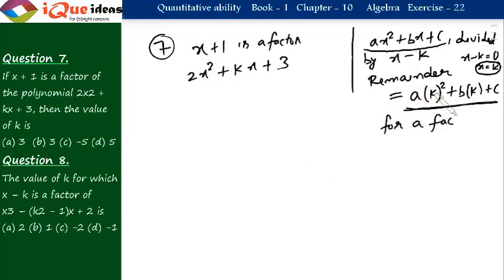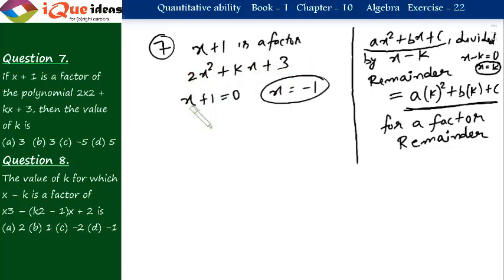For a factor, that remainder should be 0. So what do we have to do? We have to calculate remainder and equate it to 0. Now in this question, divisor is x plus 1. So equate it to 0. You get x equal to minus 1. So the remainder when the given expression is divided by x plus 1 will be equal to 2 into minus 1 square, put minus 1 in place of x, plus k into minus 1 plus 3.